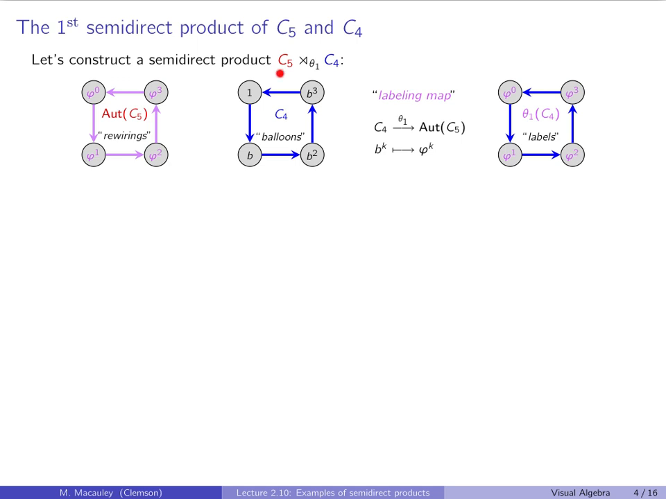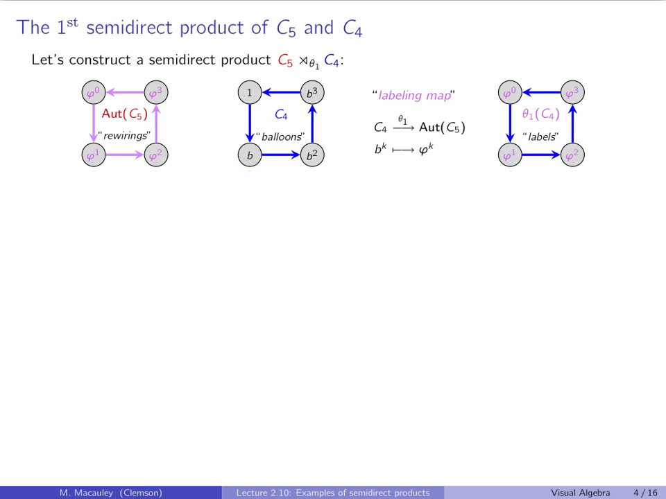So the first term is A, that's the thing that gets rewired, and the second term is B, that's the thing that gets blown up like balloons. So here is the automorphism group of C5. It's a coincidence that it's the same as C4. And then a labeling map is going to tell us how we are going to stick these rewirings into these nodes. So the simplest one is where we just stick this first rewiring phi into the node B.